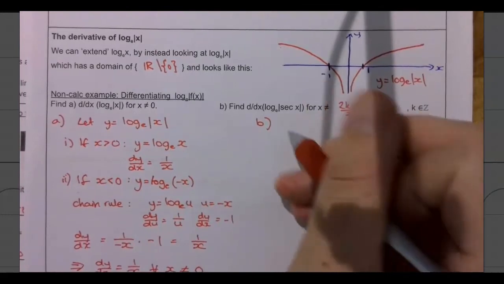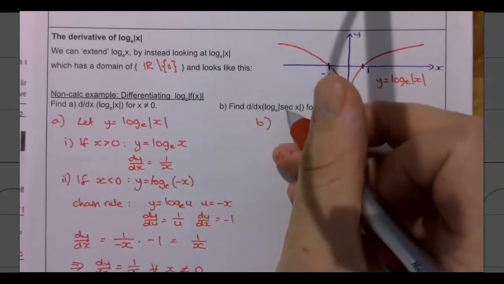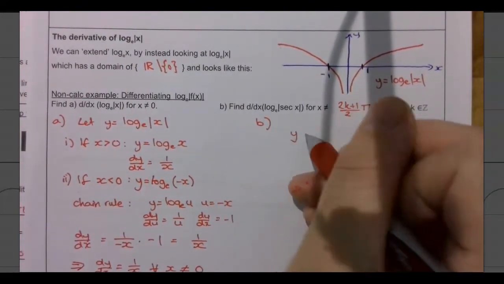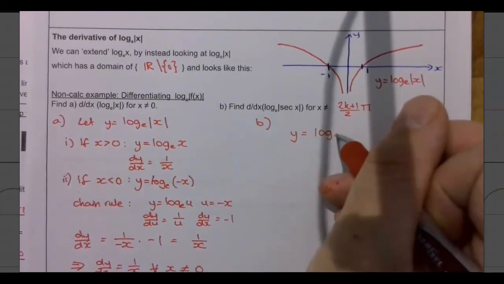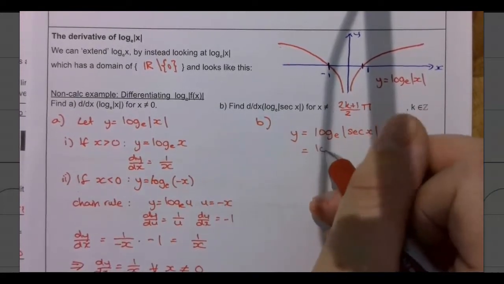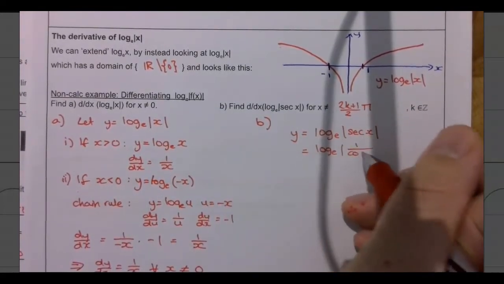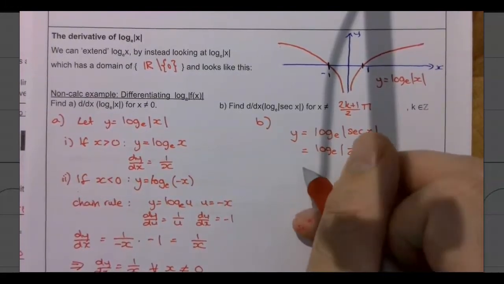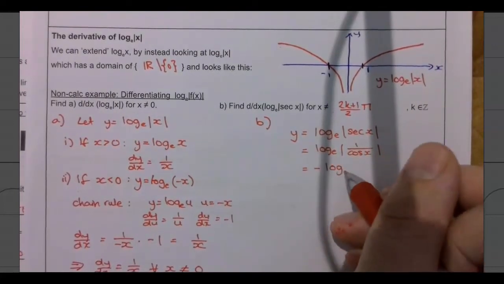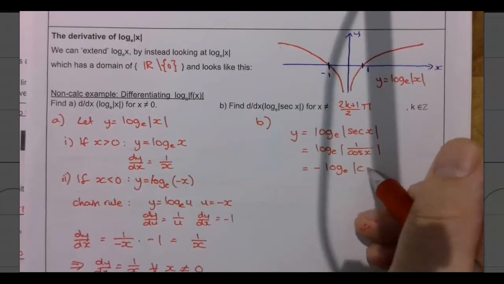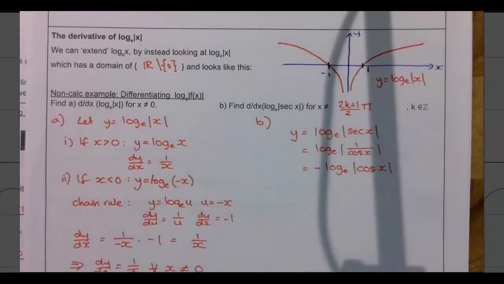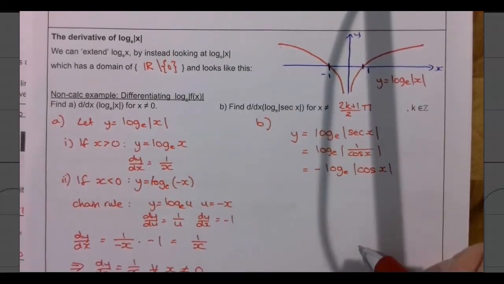In order to try and solve it and find the gradient, the first thing I'm going to do is get sec back to something which I can differentiate easily. I'm going to use some of my log rules here. I know that sec is 1 over cos. And I know when I take a log of a reciprocal, I can move the power in front. So this is the same as the negative log of cos x. And now this gives me something easy to use.